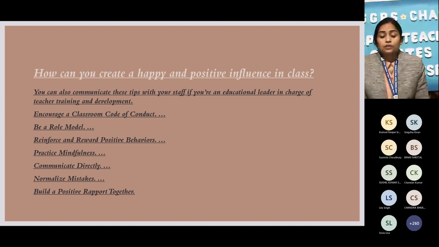Communicate directly. You should communicate directly to each other. Normalize mistakes. You should not take a mistake to a higher level. We should always feel that this should be controlled or eradicated at some point, and we should not blow it out of proportion. Build a positive rapport together also, and we should always have a positive rapport with each other too.